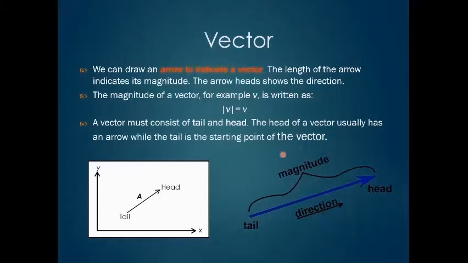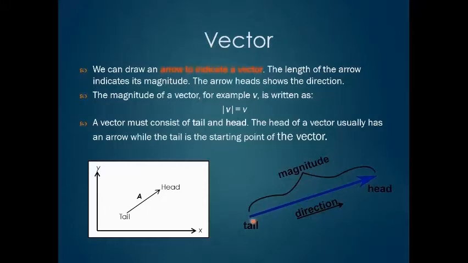So to indicate a vector, we can draw an arrow. So arrow tu dia ada tail, dia ada head. Okay, so head ni dekat mana ada arrow, dekat situ adalah dia punya head. And then arah head ni akan menunjukkan kita punya direction of a vector. So lagi satu, length untuk arrow ni adalah menunjukkan magnitude untuk kita punya vector.